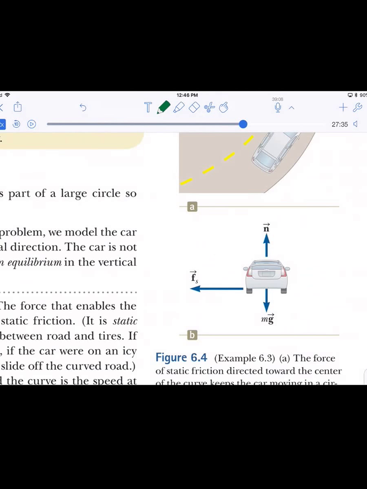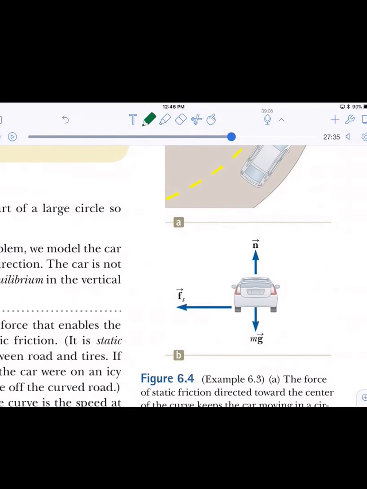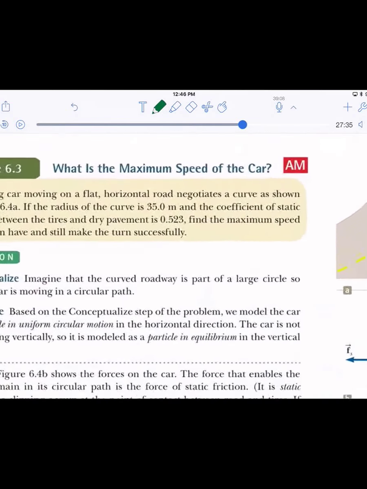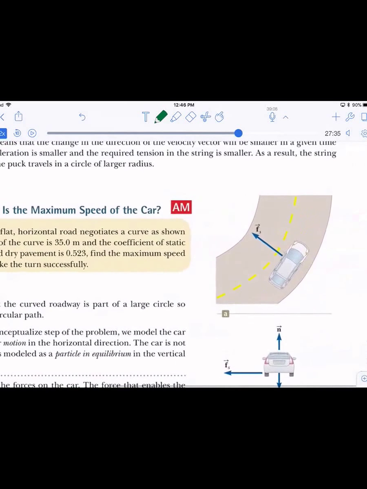Now this is an example, so they have already shown you a diagram with labeled forces. In the exam, you have to label the forces by yourself. When you read the question, you will see that the road has friction. Let's read. It is written, if the radius of the curve is 35 meter and coefficient of static friction. So immediately you know that there is friction on the road, and you have to label friction in the diagram.